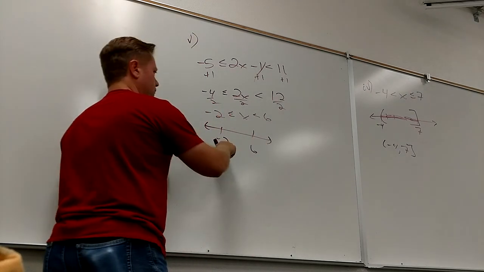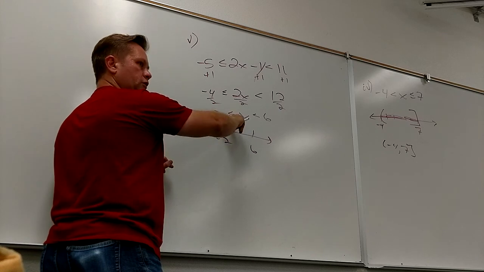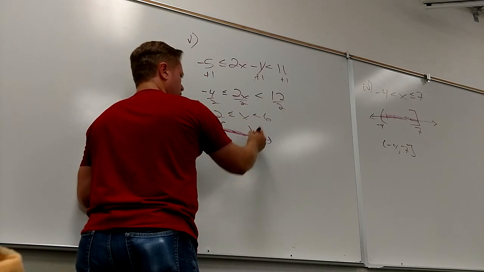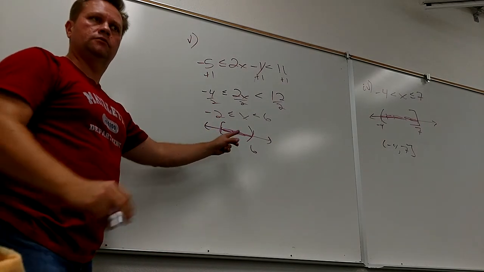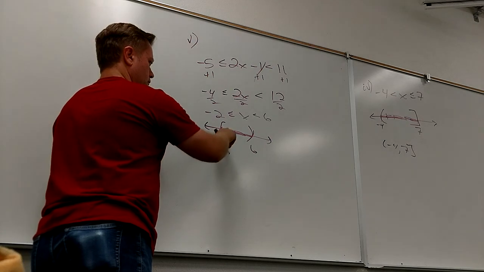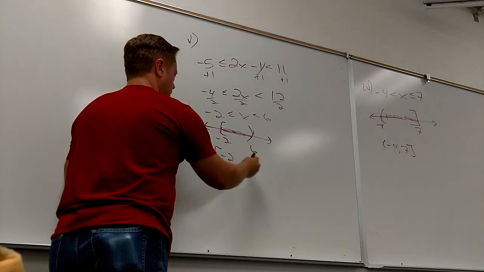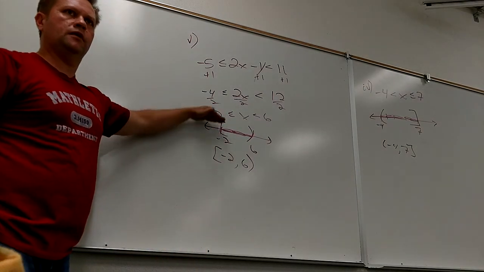What goes with negative 2? A bracket, because you're allowed to equal. You want to include it. And what goes with the 6? Parentheses. How do you do interval notation? It's basically done for you, right? Bracket, negative 2, up to 6, parentheses. So those say the same thing.